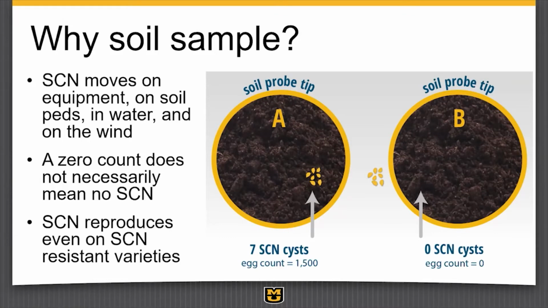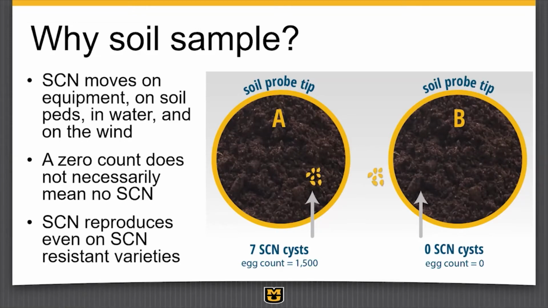If you do not capture those 7 cysts, you will get a 0 egg count. So it's important to understand just because one SCN egg count comes back as 0 does not necessarily mean you don't have soybean cyst nematode. And the final thing to remember about a soil test is that soybean cyst nematode can reproduce on resistant soybeans.